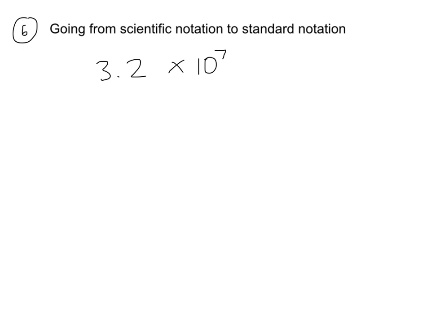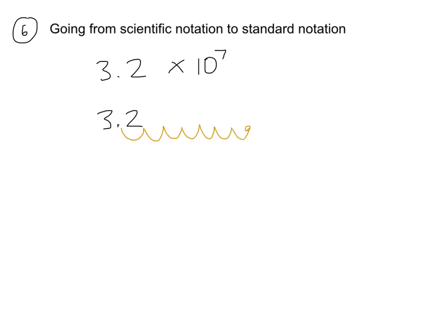So I'm going to take my 3.2, and I'm going to move my decimal how many times in what direction? Well, I'm going to move it 7 times, and I need to show that this is representing a large number. So if I moved it to the left 7 times, that would be representing a small number, wouldn't it? Yeah, I don't want to do that because it's actually representing a large number. So I'm going to move it 7 places to the right. So 1, 2, 3, 4, 5, 6, 7.